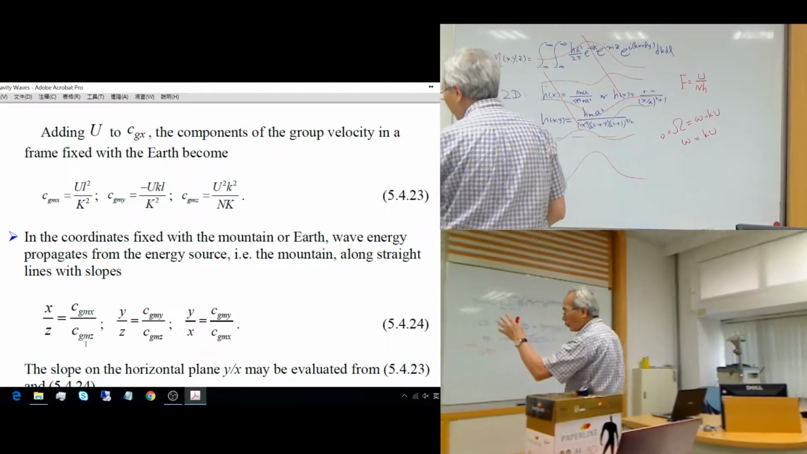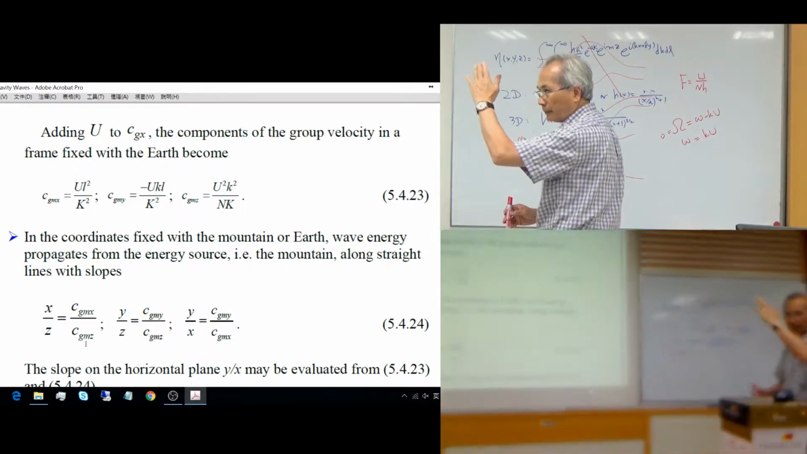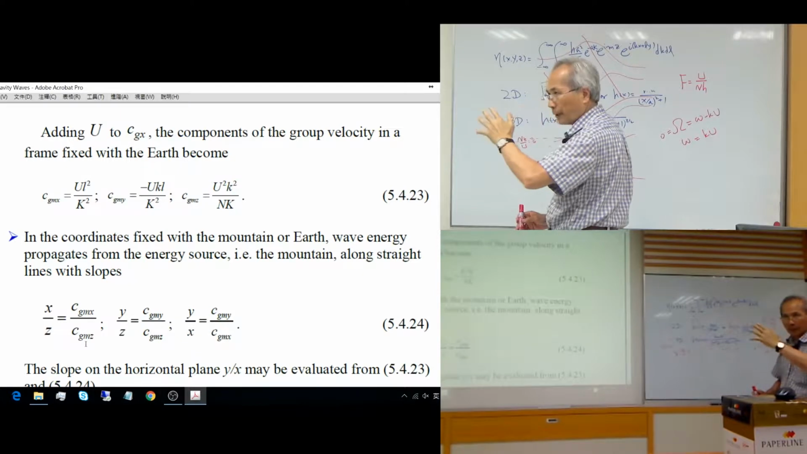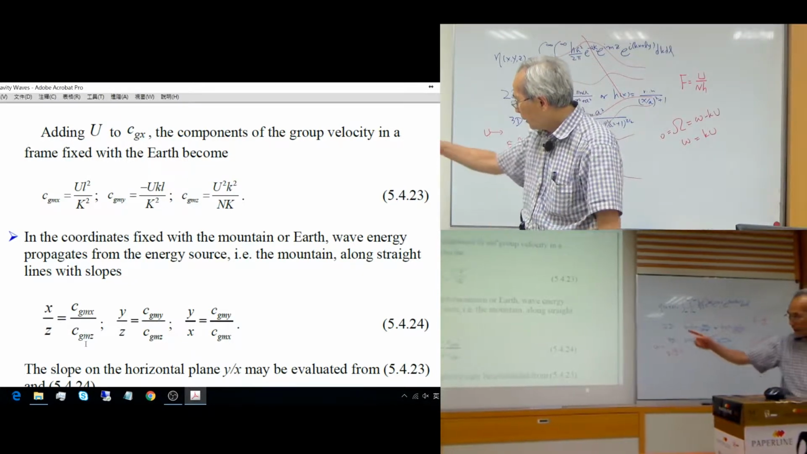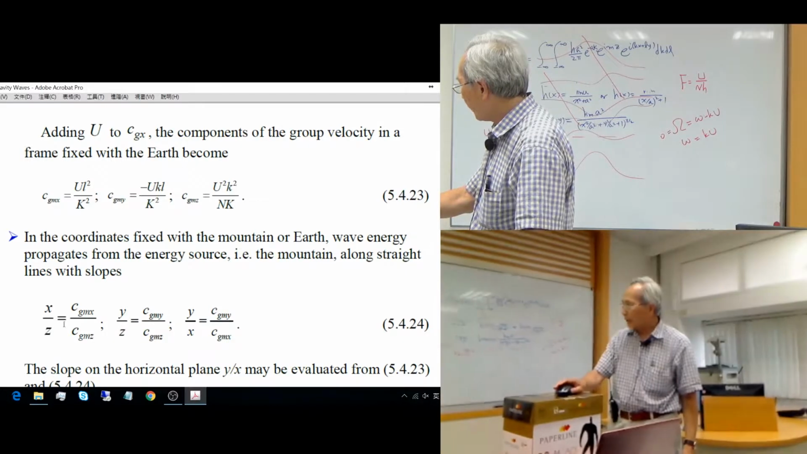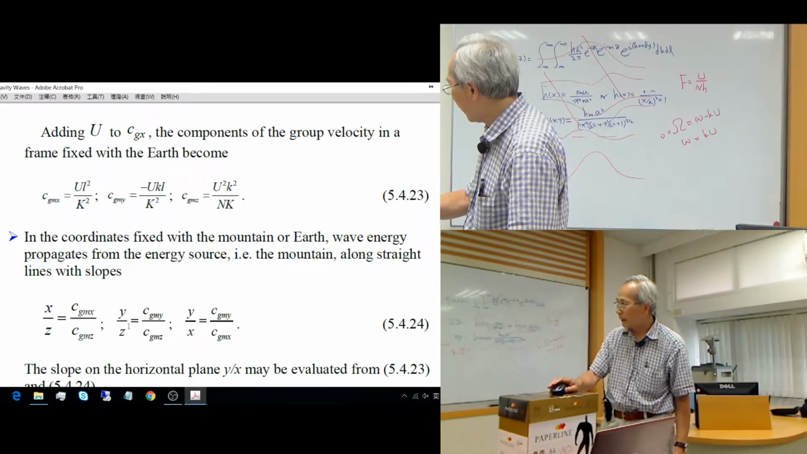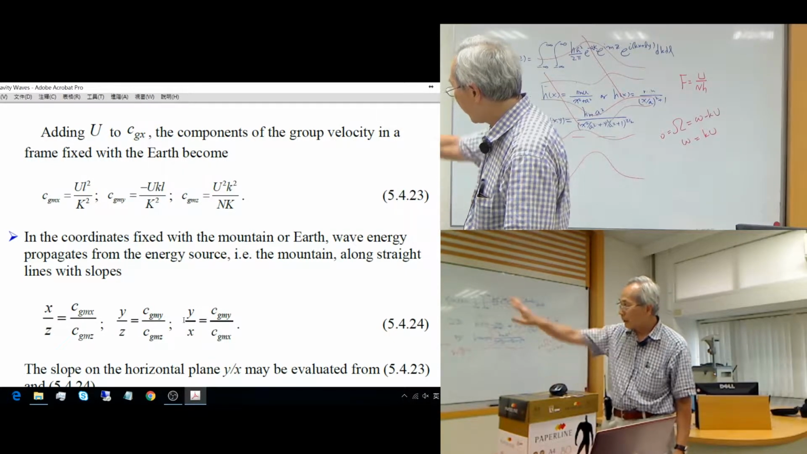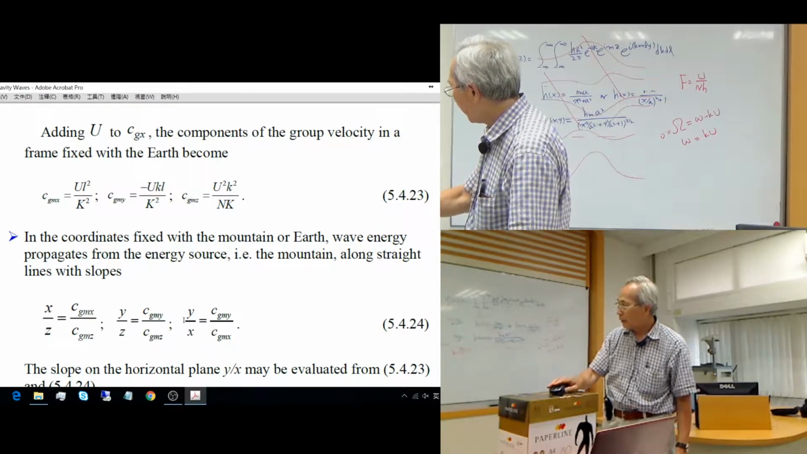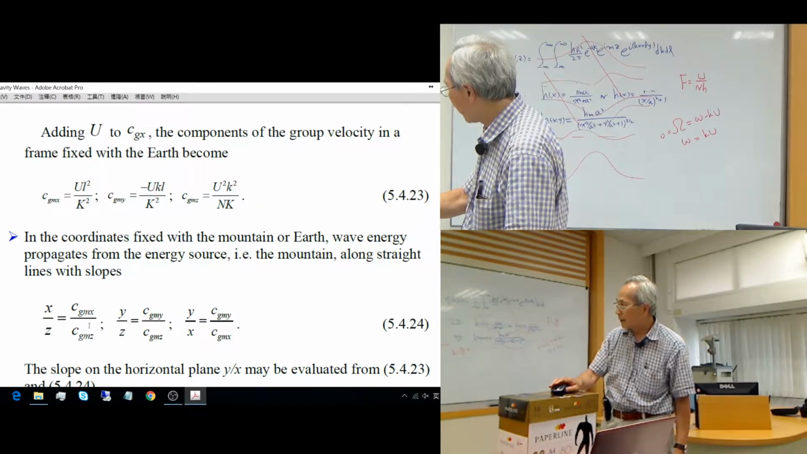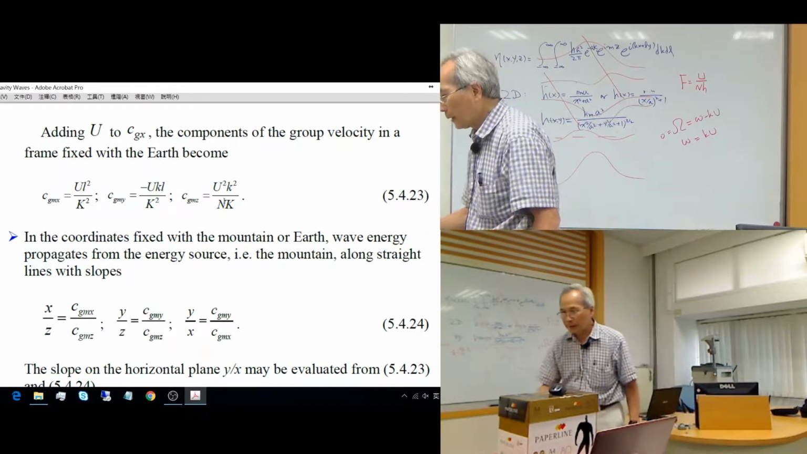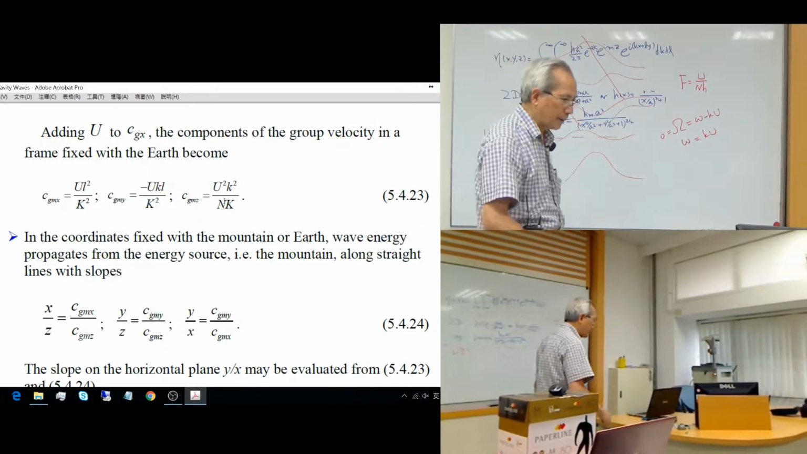Now since the group velocity represents the propagation of the wave energy, then x over z will equal CGMX, the group velocity in the X direction, over CGZ. And then y over z equals CGMY over CGZ, like this. And then you can manipulate, because you have CGMX, CGMY, so these two can be substituted.